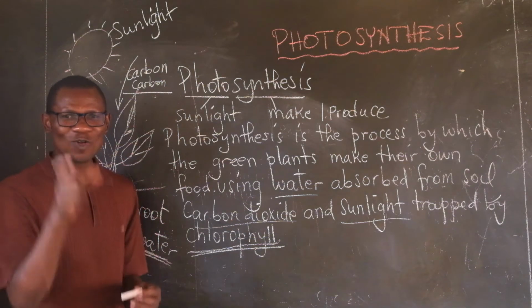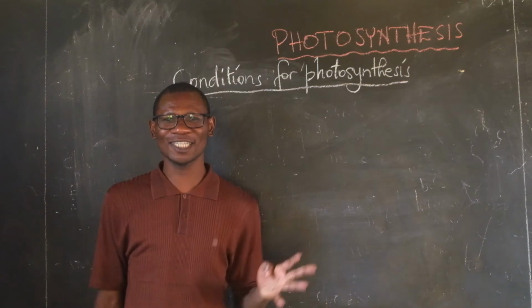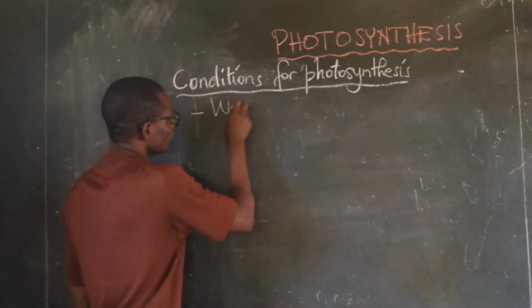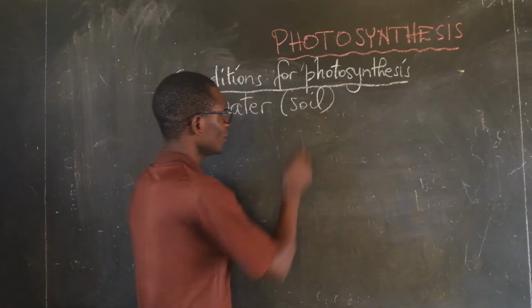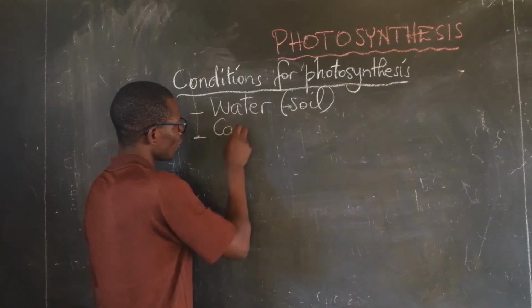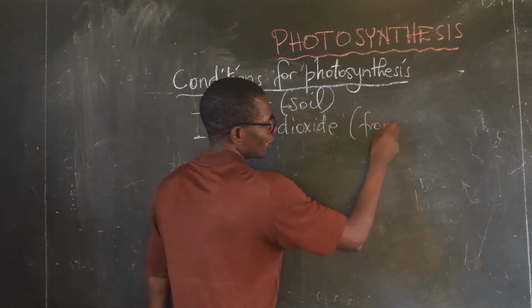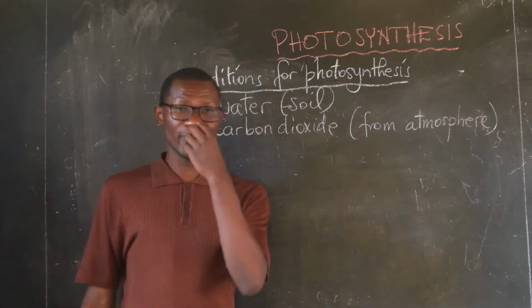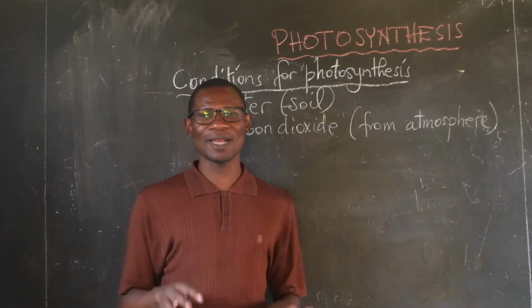But what are the conditions for this photosynthesis to happen? The four conditions for photosynthesis to happen are the following. One, as we stated before, the first condition is water. And this water is from the soil. The second condition for photosynthesis to happen is the carbon dioxide. The carbon dioxide is from atmosphere. When we breathe out, we are putting out carbon dioxide, which is used by the plants to make their own food.